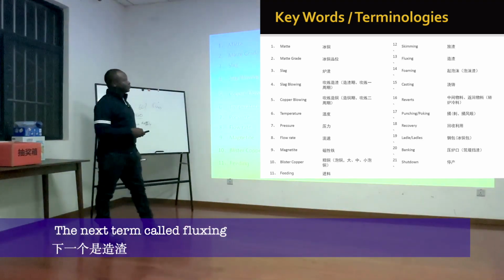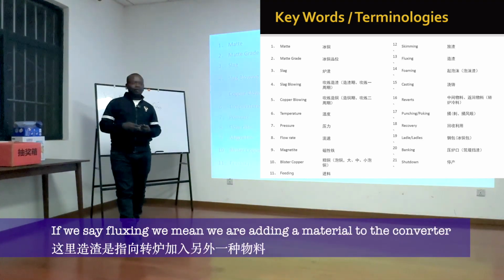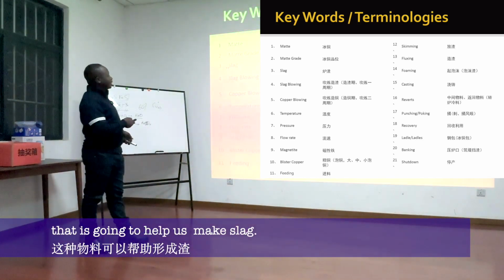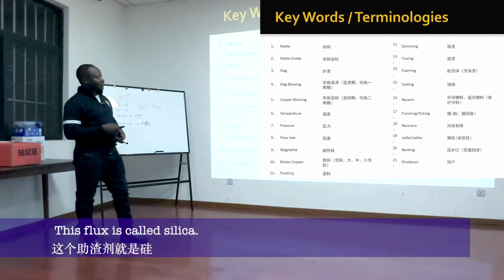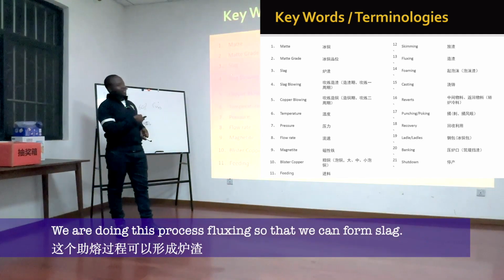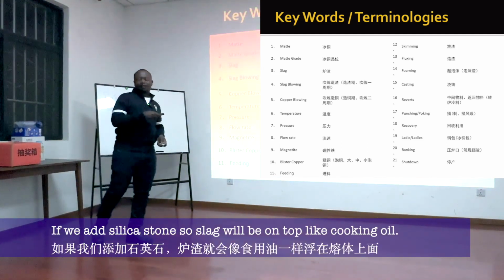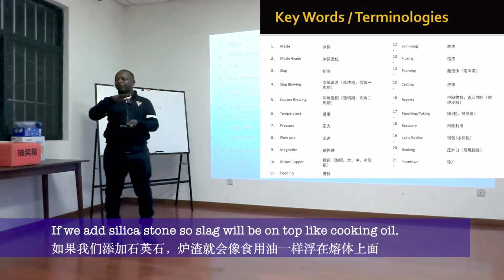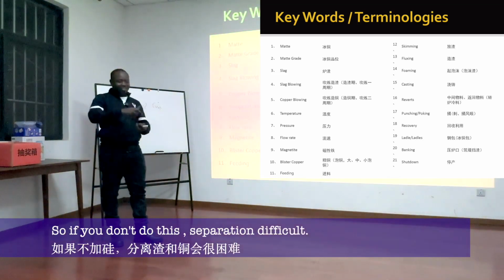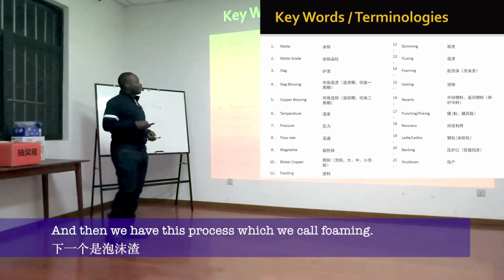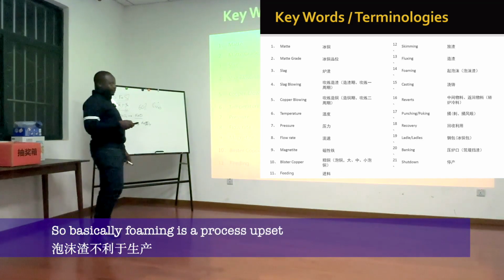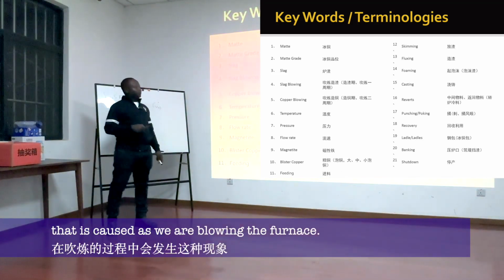The next term is called fluxing. If we say fluxing, we mean we are adding a material to the converter that is going to help us make slag. This flux is called silica. We are doing this process, fluxing, so that we can form slag. If we add silica stone, slag will be on top like cooking oil, and copper below like water. If you don't do this, separation is difficult. And then we have this process which we call foaming. Basically, foaming is a process upset that is caused as we are blowing the furnace.